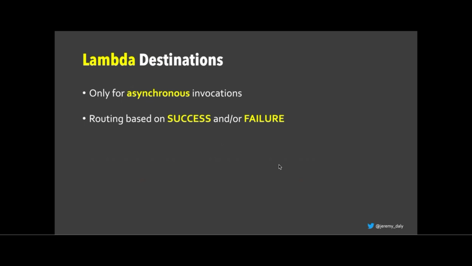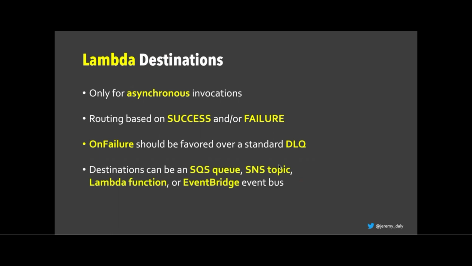So now with this on success routing, you can actually just have that automatically route that for you, and it will send it to whatever service you have configured. And it will also do the failure modes for this. And the on failure destination should actually be favored over standard DLQ. If you're still using DLQs on asynchronous functions, that's perfectly fine. But on failure is sort of the new standard for doing this. And part of the reason is because it captures the context. So you will get information about why it failed. You'll get the stack trace and some other information around that.